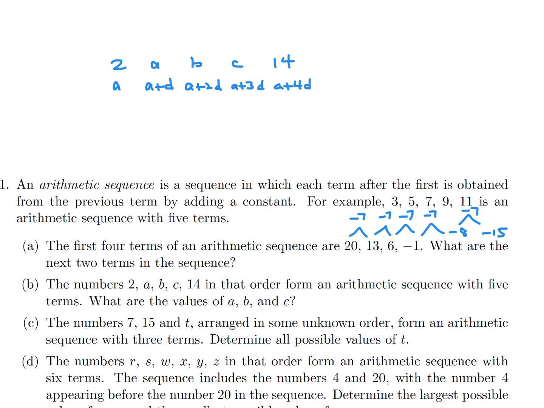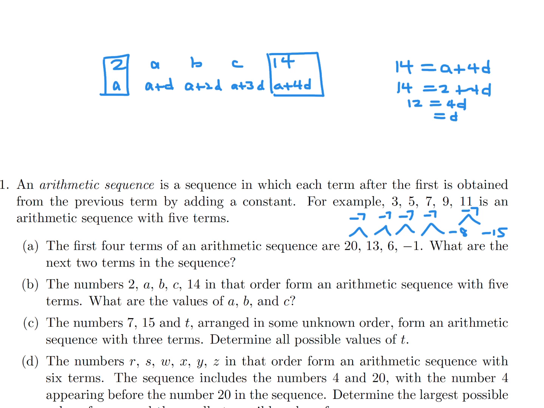So basically what that means is that the first term is a, and this term is a plus 4d. That's basically how you would label an arithmetic sequence. So 14 equals a plus 4d. And since my a is my first term, it's 2 plus 4d. And therefore 12 is 4d, and therefore d is 3. And since d is 3, we can easily figure this out. So this will be 3 more, so a will be 5.